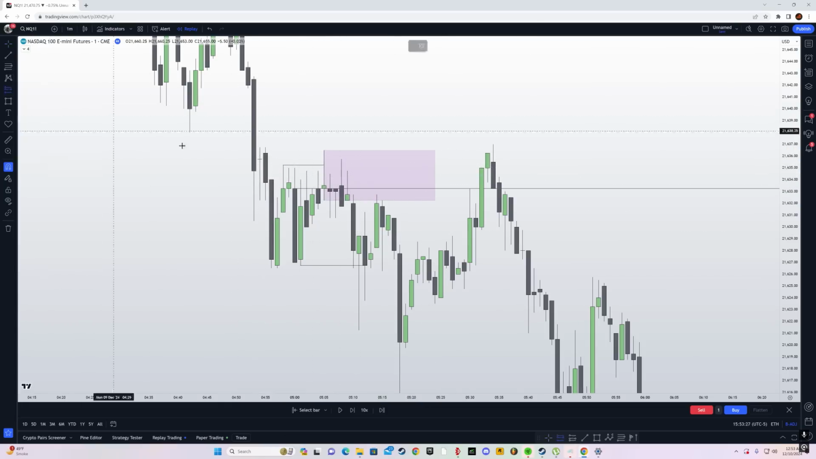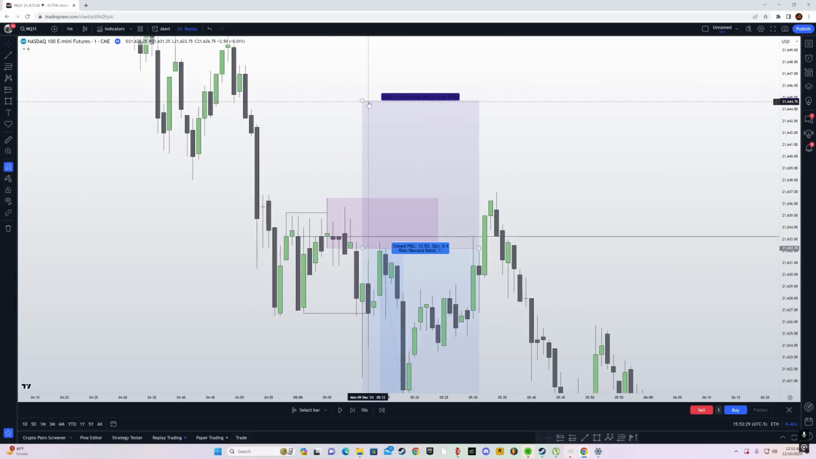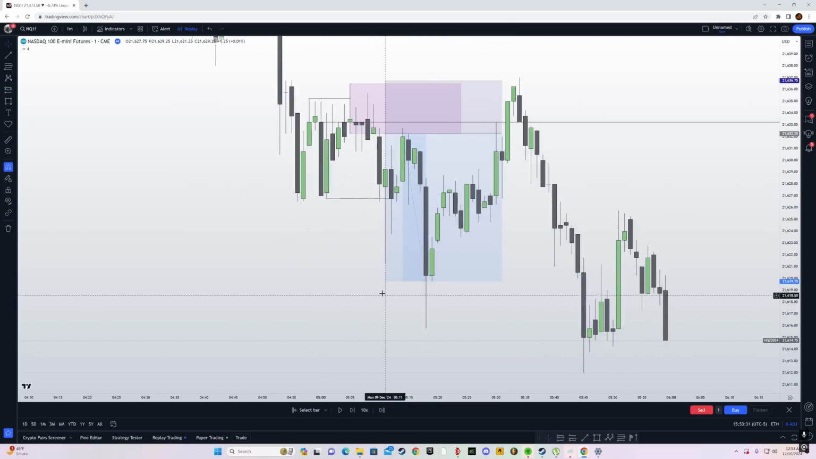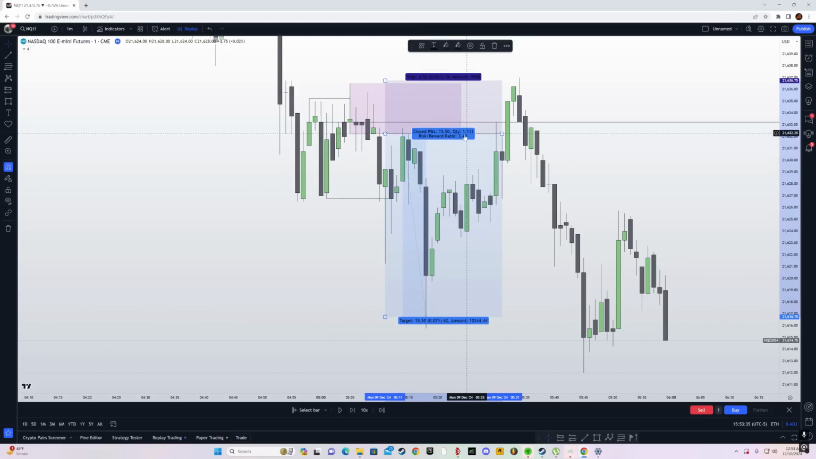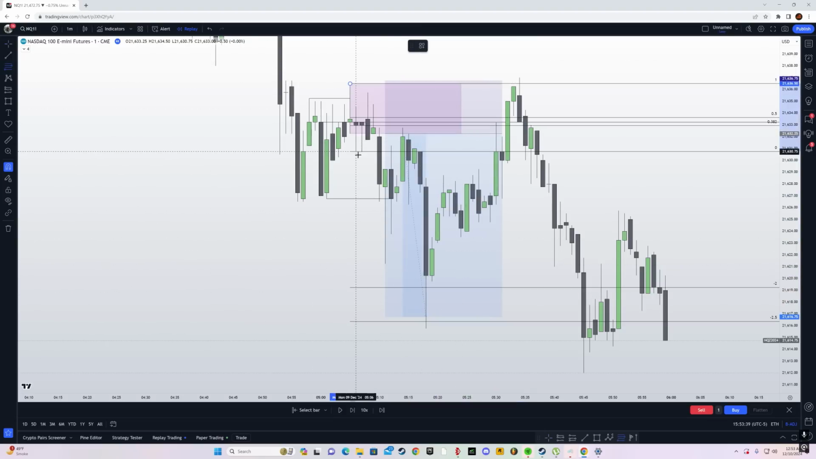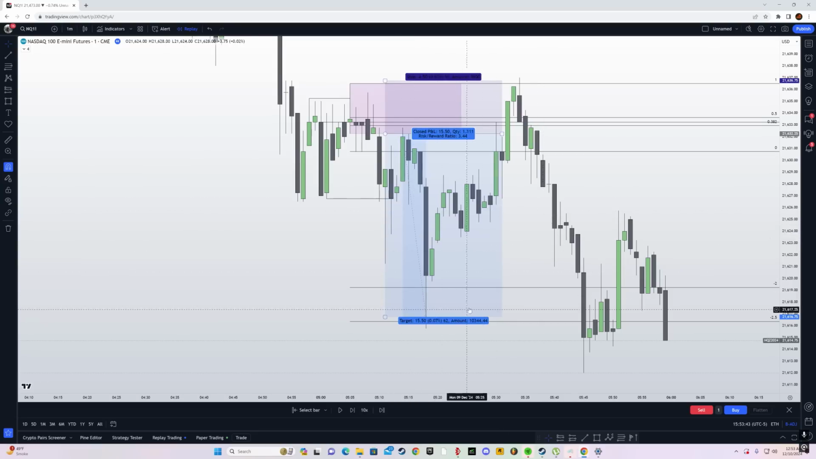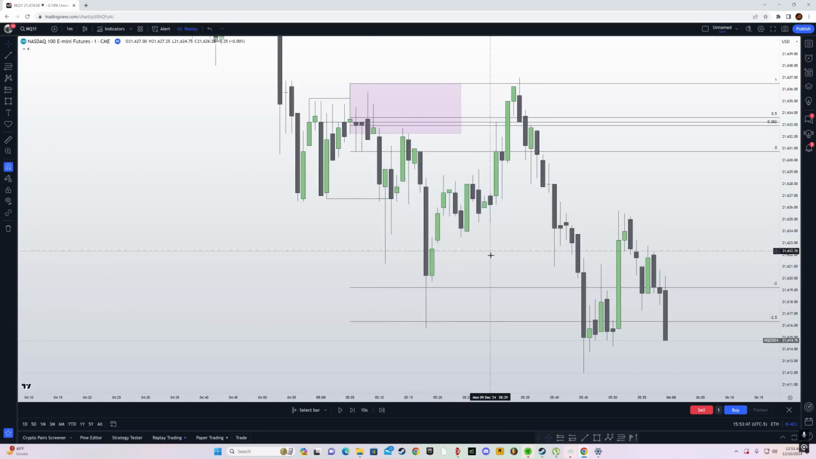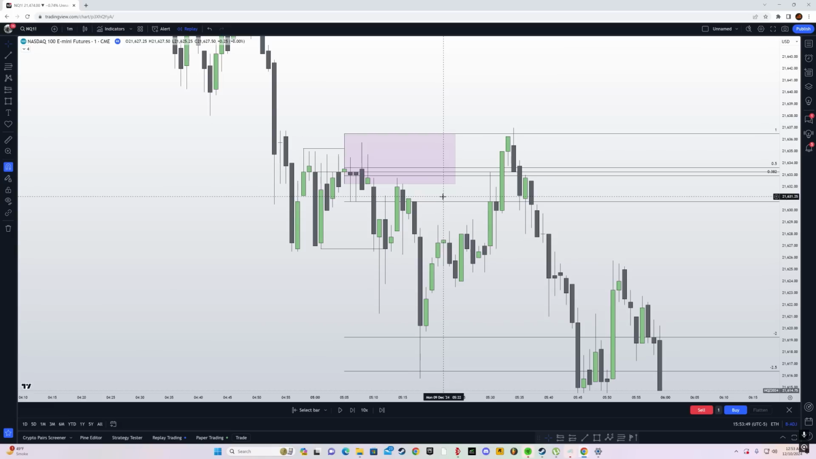So right here, you can see if you took your entry from this level, you put your stop here, you could have easily gotten a big expansion to the downside, giving you at least 3.44. And you can basically just use standard deviation tools, projections like this that I've taught in my previous videos, and you can take your targets around here or around here. As I said before, this is not the cleanest example. I'm going to show you the cleanest examples in the coming examples. So let's move on to the next example now.